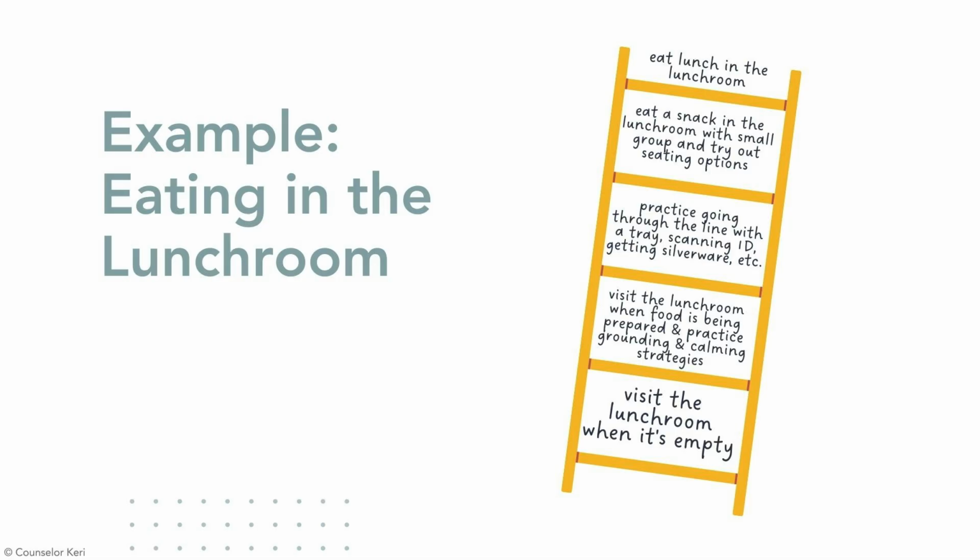Once they're comfortable with that, then we might practice going through the lunch line with the tray, with our ID to scan to pay for lunch, getting our silverware, our condiments, our napkins, those types of things, walking to a table and sitting down. Once that feels more comfortable, then maybe we're going to eat a snack in the lunchroom with a small group of peers that the student has identified that they're comfortable with.